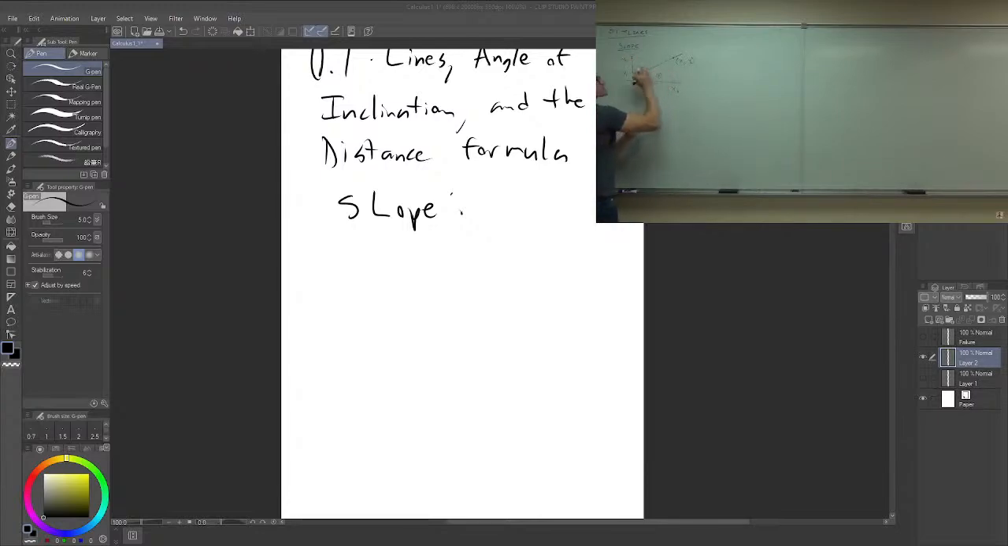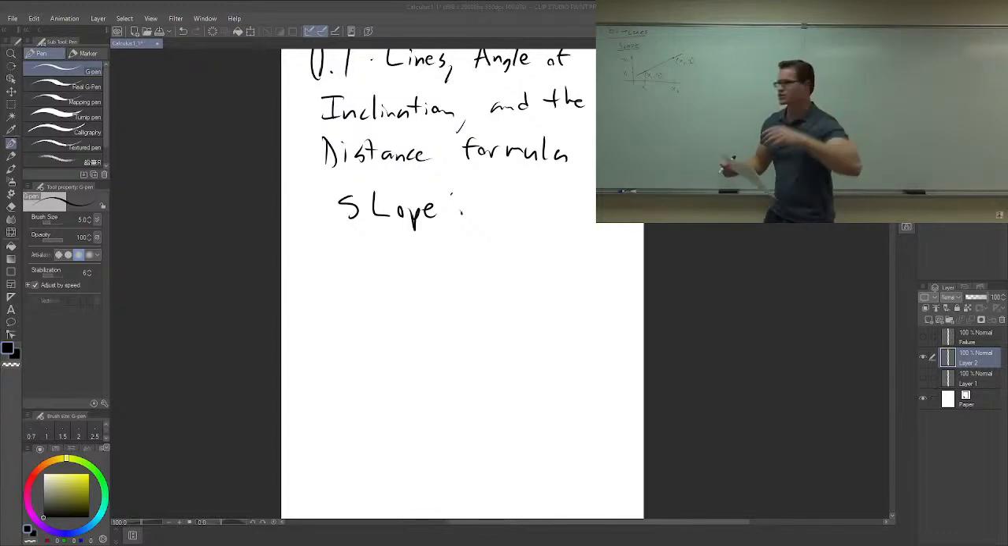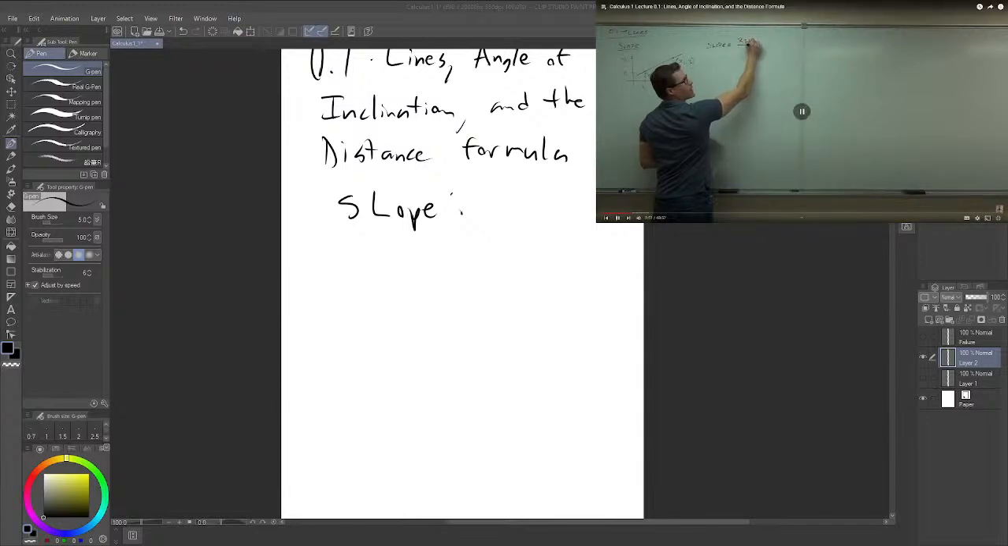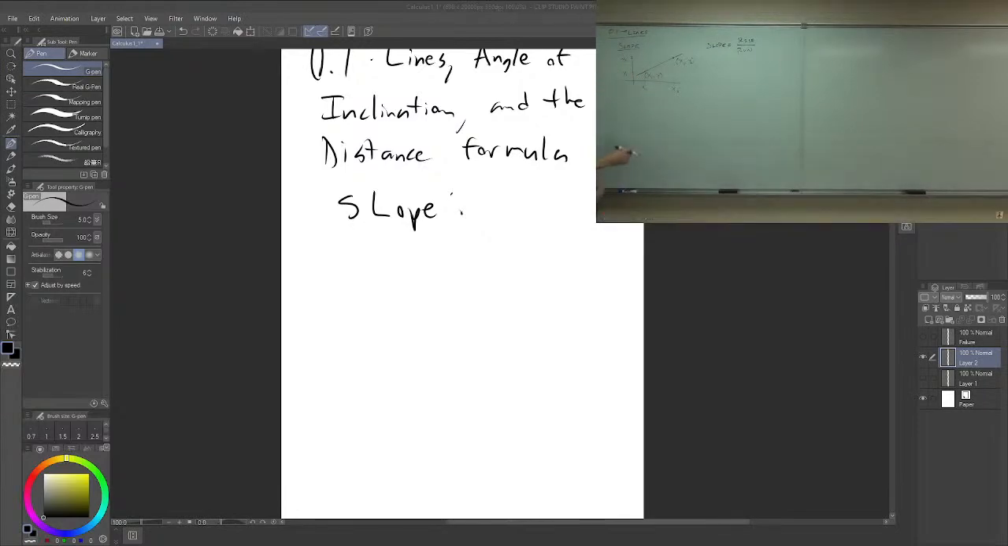Now, when we talk about slope, typically a long time ago when you were first introduced to slope, the teacher probably said it's how your line rises or falls. But then they also said, slope is defined as what over what? Let's try to identify what our rise is and what our run is.